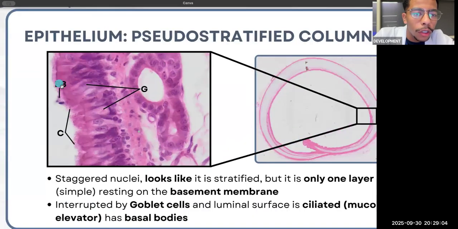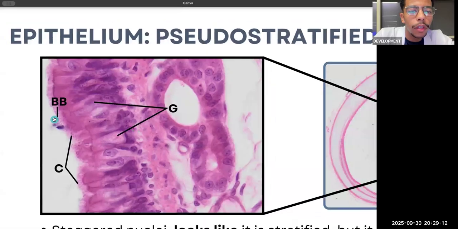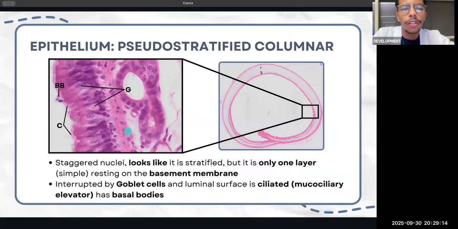Also, this is quite low yield, but they might ask you about it. Can you see here on the cilia? We have nuclei here on top of it. These are called basal bodies. We don't need to know their function or anything. They're just there.